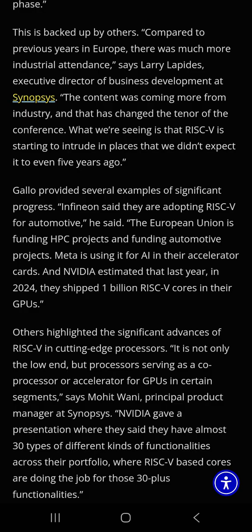Infineon said it is adopting RISC-V for automotive. He said the European Union is funding an HPC project and an automotive project. Meta is using it for AI in their accelerator card. And NVIDIA estimated that last year, in 2024, they shipped 1 billion RISC-V cores in their GPUs.